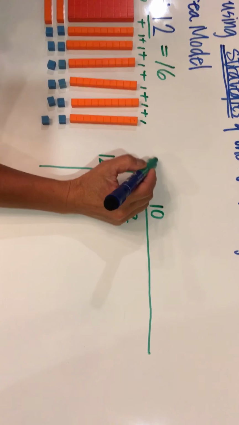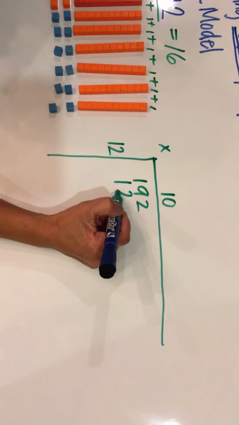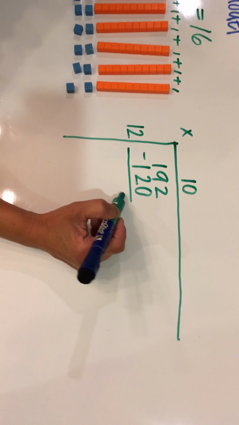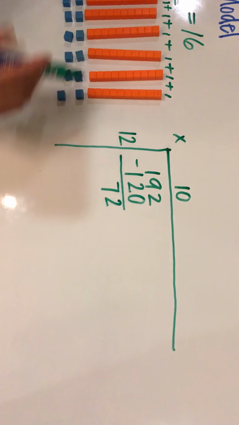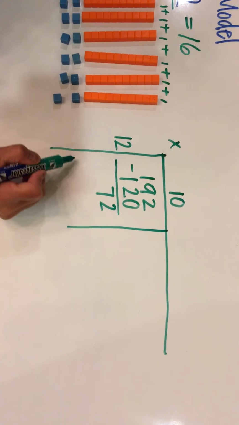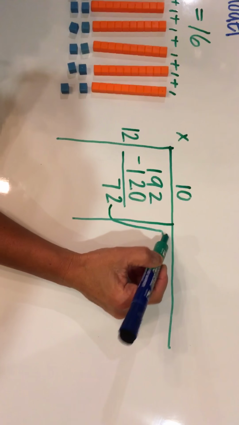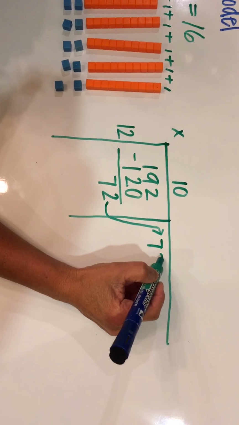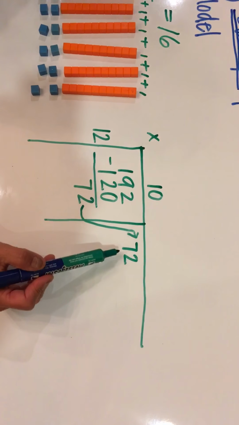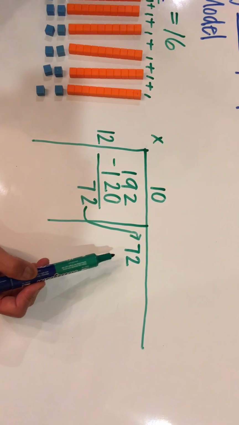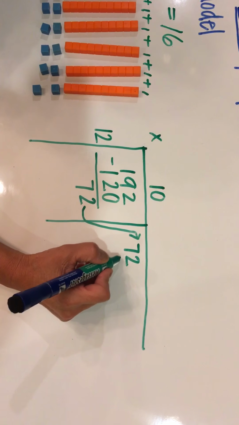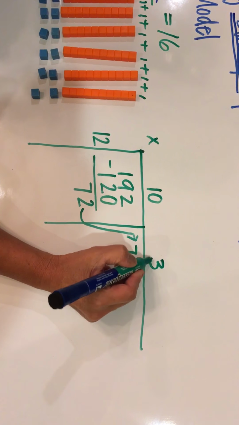10 times 12 is 120. I'm going to go ahead and subtract that. So now I have 72, just like what we had before. However, now I am going to shift this to the second column, and I start with 72. Now, how many groups of 12 are in 72? I'm not too good with my math facts, so I'm just going to guess, I think maybe 3. So I'm going to put 3 here.